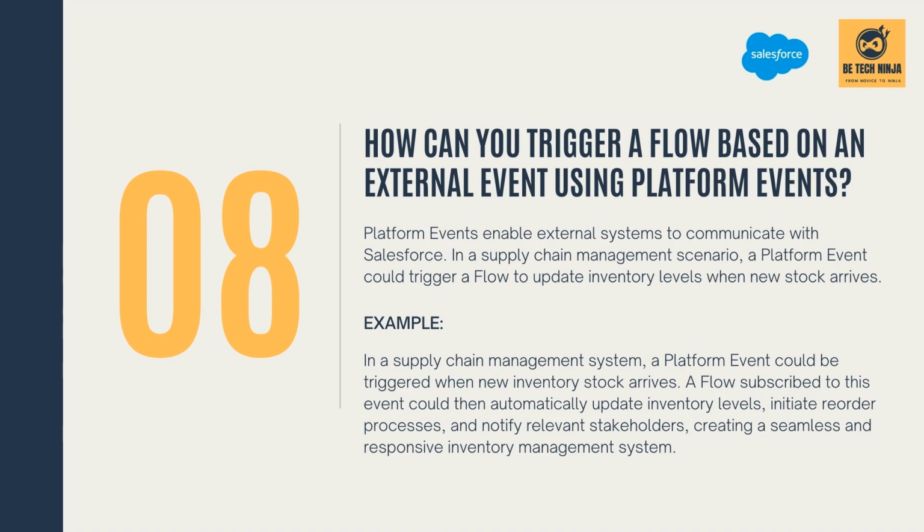In a supply chain management scenario, a platform event could trigger a flow to update inventory levels when new stock arrives. For example, in a supply chain management system, a platform event could be triggered when new inventory stock arrives. A flow subscribed to this event could then automatically update inventory levels, initiate reorder processes, and notify relevant stakeholders, creating a seamless and responsive inventory management system.